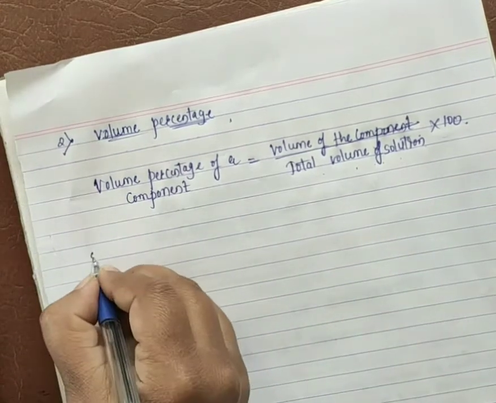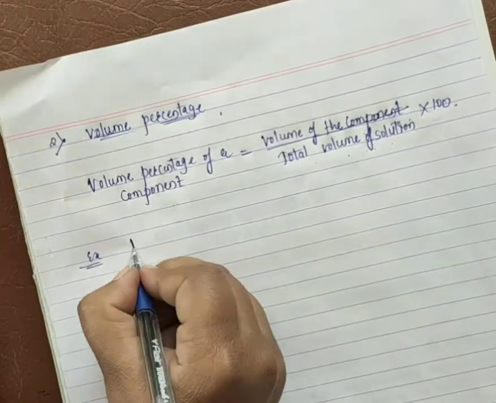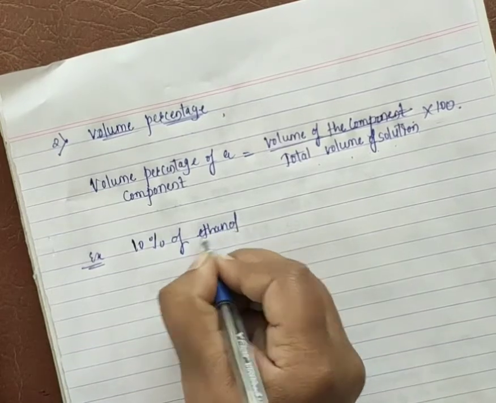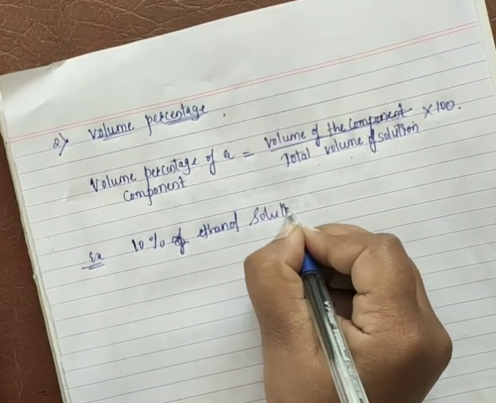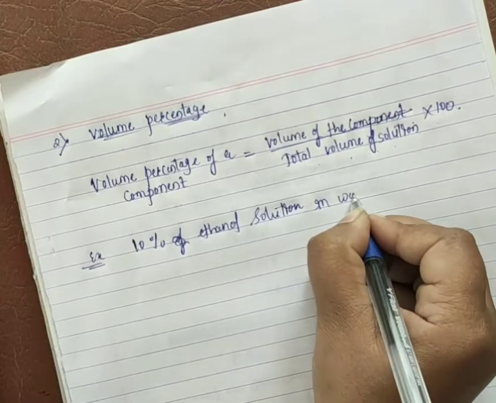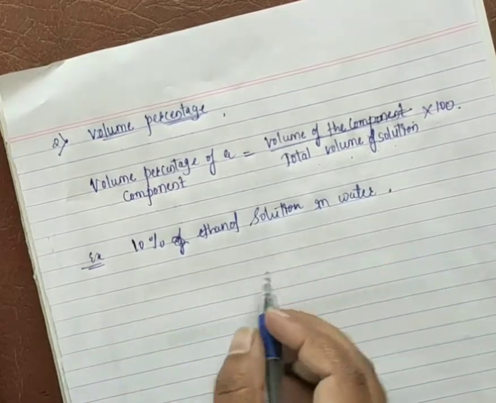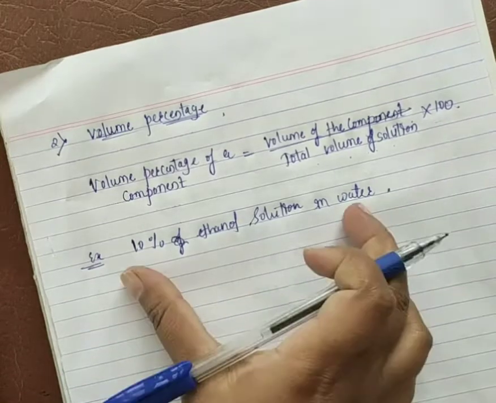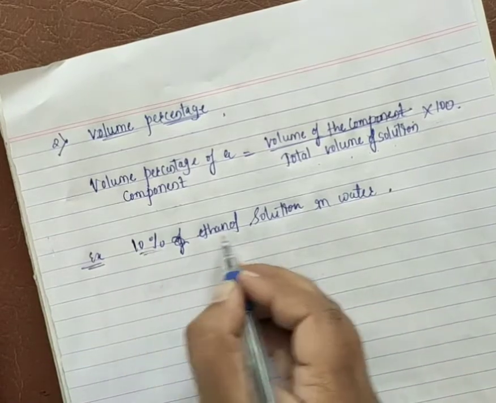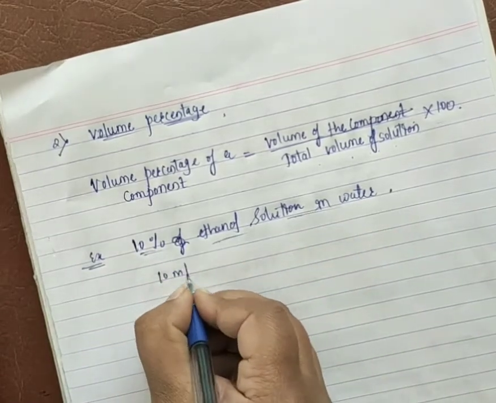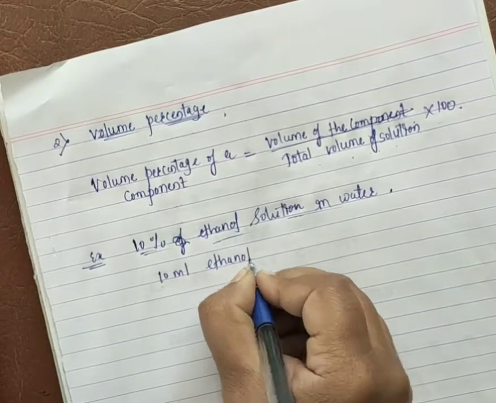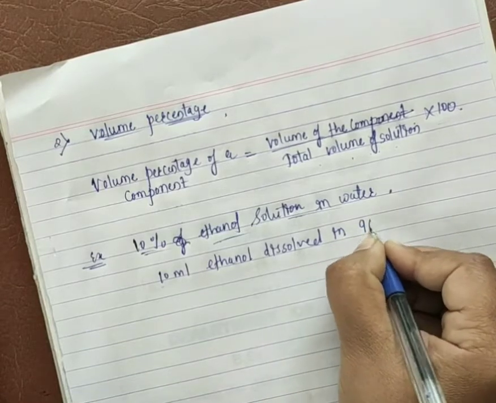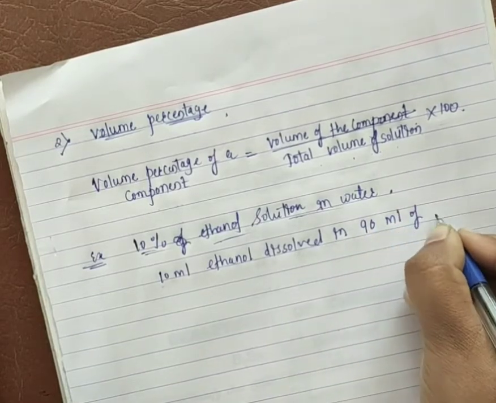Okay, suppose the example is, if they give a 10% ethanol solution in water. What is the meaning of this sentence? 10 ml ethanol dissolved in 90 ml of water.